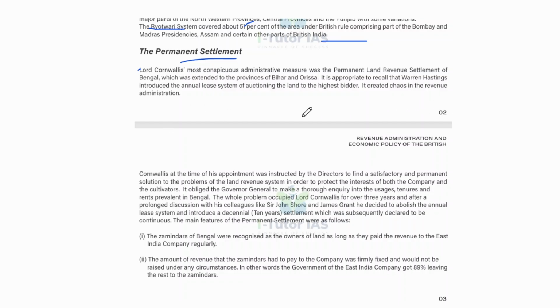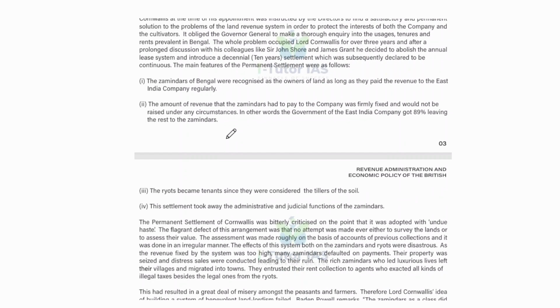It created chaos in the revenue administration, and Cornwallis, at the time of his appointment, was instructed by the directors to find a satisfactory and permanent solution to the problem of the land revenue system in order to protect the interest of both the company and the cultivators.